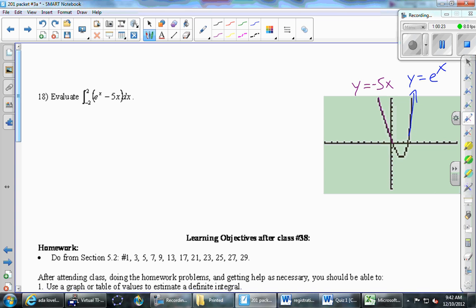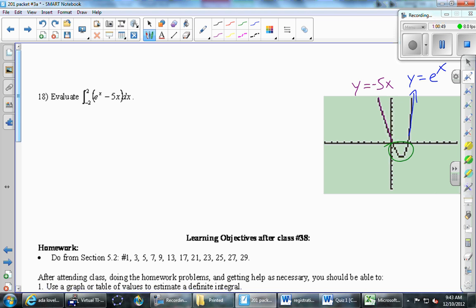I thought e to the x was going to dominate. Yeah, what happens to e to the x for all those negative x's? It gets very close to 0. So it's insignificant, which is why it looks like a negative 5x. And then this piece here is where the two of them are kind of battling, and e finally pulls out the victory, right? Okay, so we want this integral, negative 2 to 2.